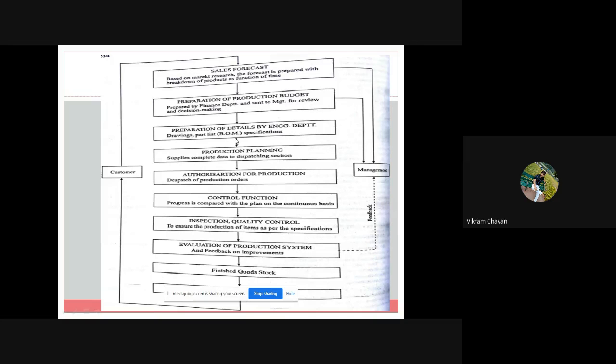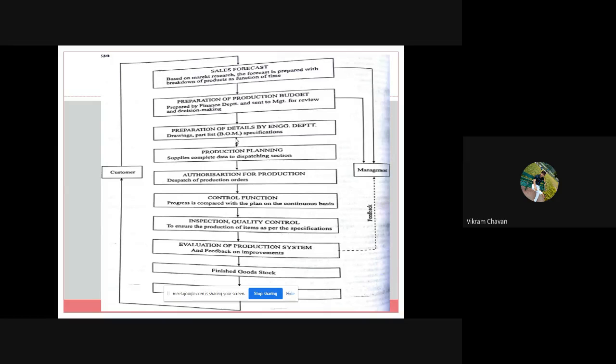Some components you want to produce by using the forging method, some components by using CNC machines, some components by using the VMC machine. So all the details related to the production procedure are included in this particular bill of material with the specification.